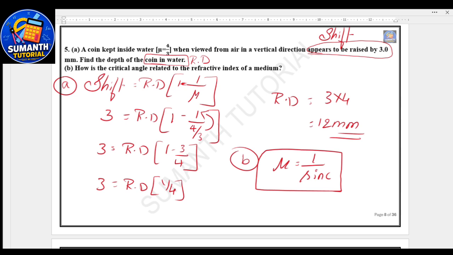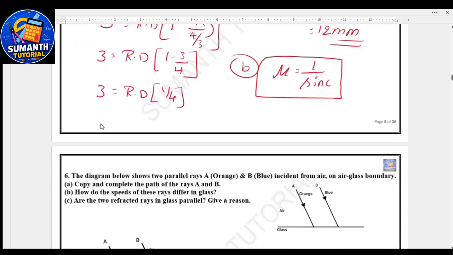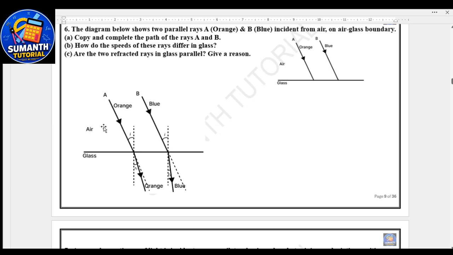This is for 3 marks, and this question was asked in the year 2023. In 2023, this question was asked, a very easy one. So it is for 3 marks, 2 marks for the first part, and 1 mark for question number B. Is it clear? Fine. Then go to the next one, question number 6.